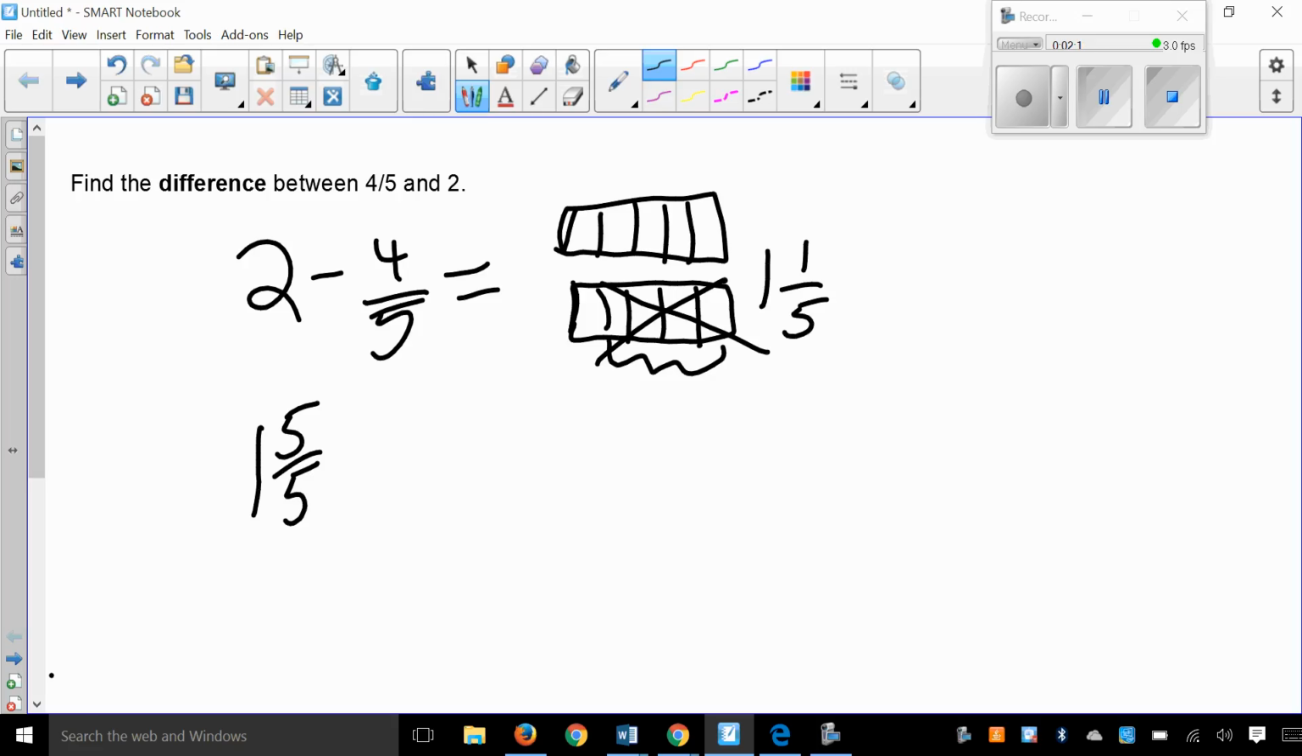Now I can subtract my 4/5. I know my denominator doesn't change. So 5/5 minus 4/5 is 1/5, and I still have that whole right there.